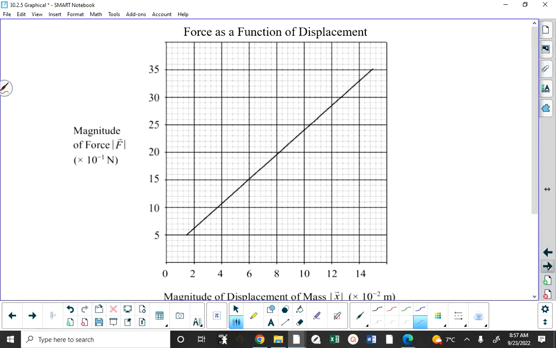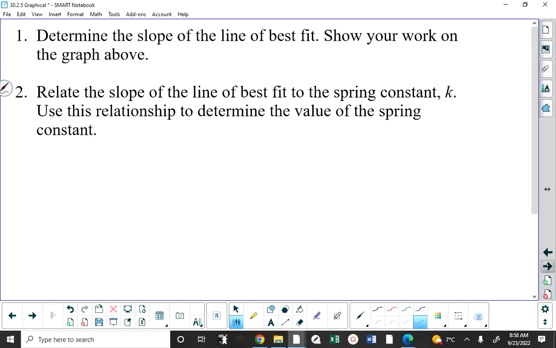In this case, the graph is given to you as part of this question. Sometimes it may not be, and we'll talk about what to do if it's not. So the graph is given. We can see there's a magnitude of displacement, x, in 10 to the negative 2 meters. There's a magnitude of a force in 0.1 newtons. And the question is, what's the slope of the line of best fit? Show your work, and then relate the slope of the line of best fit to the spring constant to determine the spring constant.